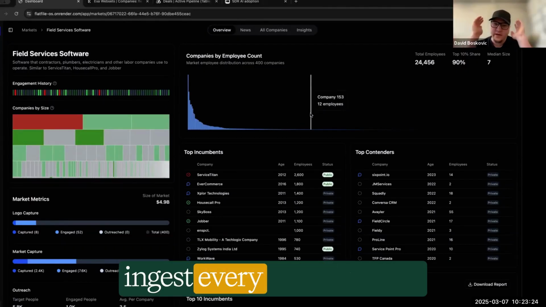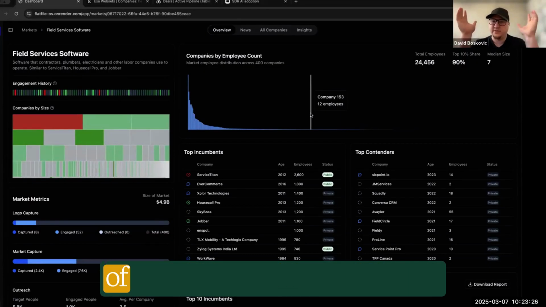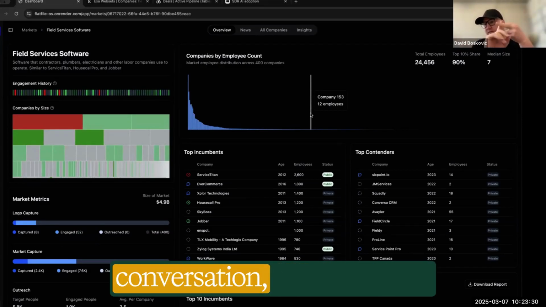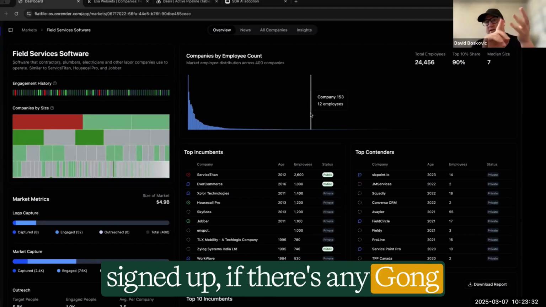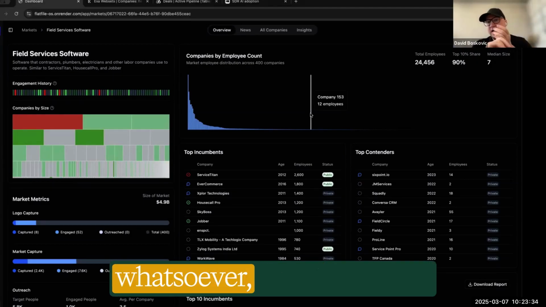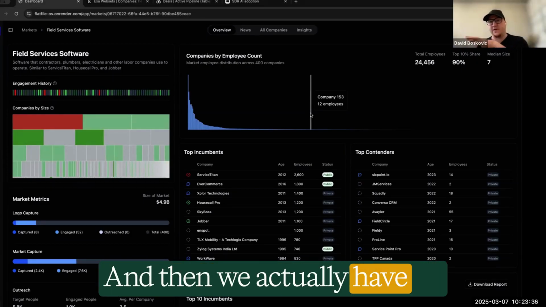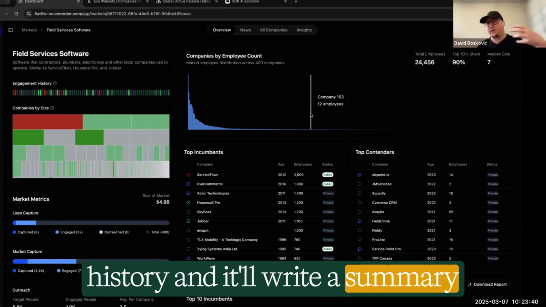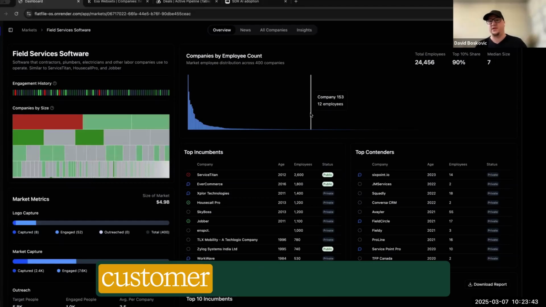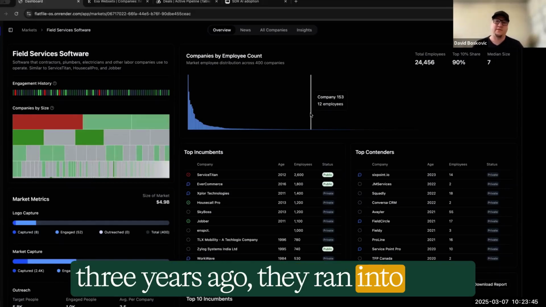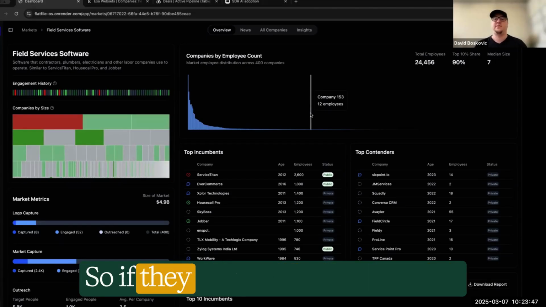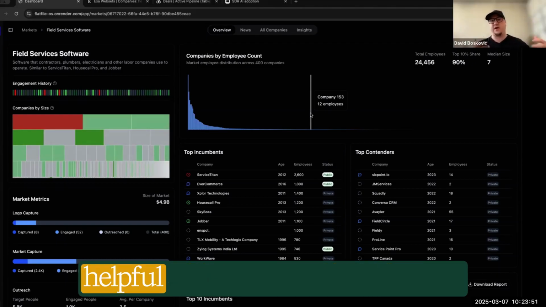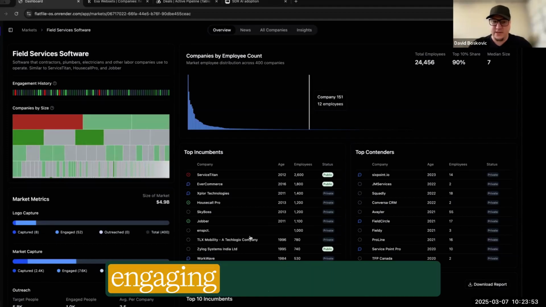And then we ingest every data point we have ever had, hundreds of millions of data points over 5 years of doing business. So if we've ever had a conversation, if they've ever signed up, if there's any Gong activity, any email activity whatsoever, it's all pulled in. And then we actually have AI synthesize that content, right? So it'll analyze every single Gong history and it'll write a summary like, hey, with this particular customer, they trialed you 3 years ago. They ran into some issues with the product then. So if they come and knock on the door again, or we're reaching out, we have that context. It's very helpful when you're outbounding or very helpful when engaging with the customer.